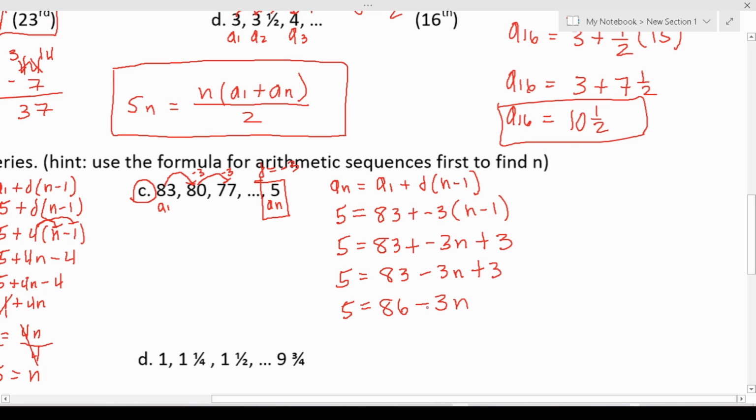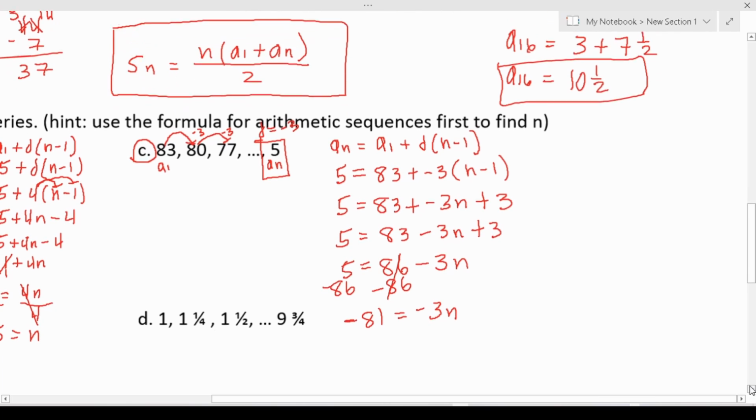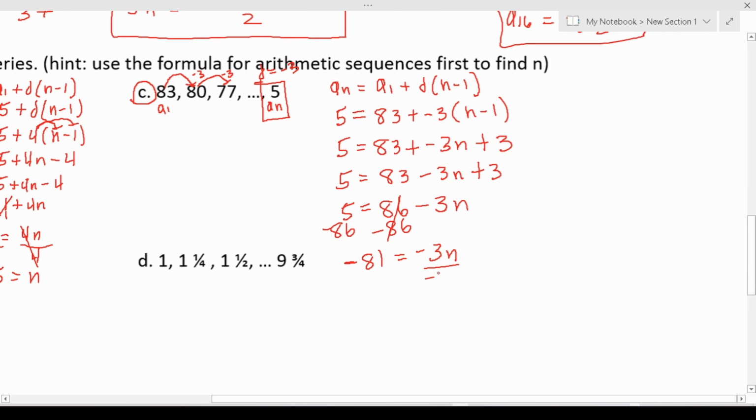Let's try to solve for n now by subtracting 86 from both sides. This is going to cross out, leaving us with 5 minus 86 over here. It's going to be negative 81 equals negative 3n. And again, we want to solve for n now, so we're going to divide both sides by negative 3. This is going to cross out, leaving us with n on this side. So we can see n is equal to negative 81 divided by 3. Let's go ahead and work that out. That's 81 divided by 3, and since this is a negative divided by a negative, we know it's going to be positive.